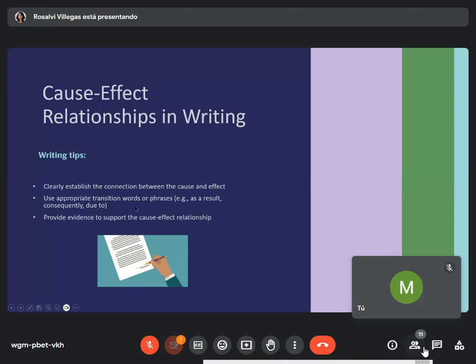So we should provide evidence to support the cause and effect relationship, because not all things that happen at the same time means that something causes another thing. For example, you can be eating, and then your friend falls onto the ground. That doesn't mean that every time you eat, your friend is going to fall. So that is just two things that happen at the same time, but they are not a relationship of cause and effect.